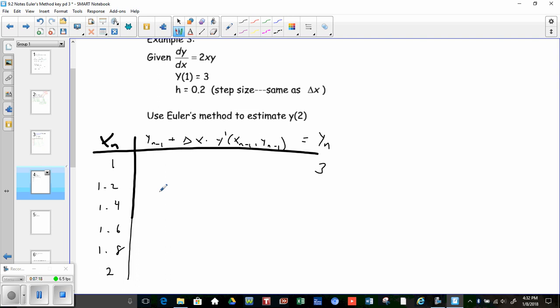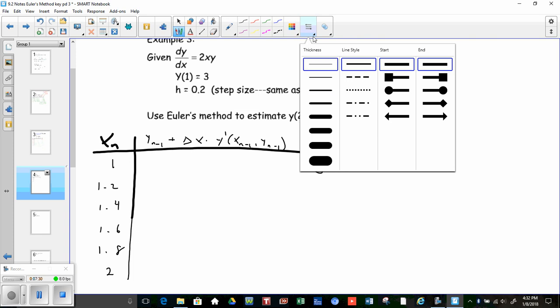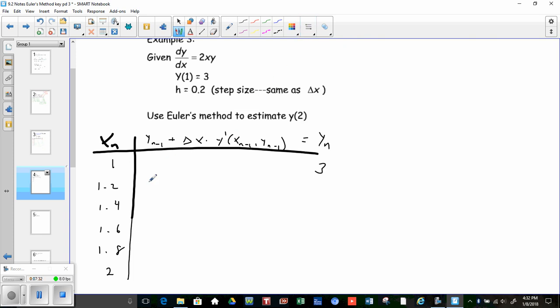So I am not going to go through the entire process. I'll do the first line, and then after that I'm just going to write down what the answers would be. Please make sure you're checking these with your calculator, because you will see problems like this again, and you're going to have to be able to use your calculator to do it. So the first one, you bring down the previous y, which is 3, plus the step size 0.2, times the derivative evaluated at the previous x and y.